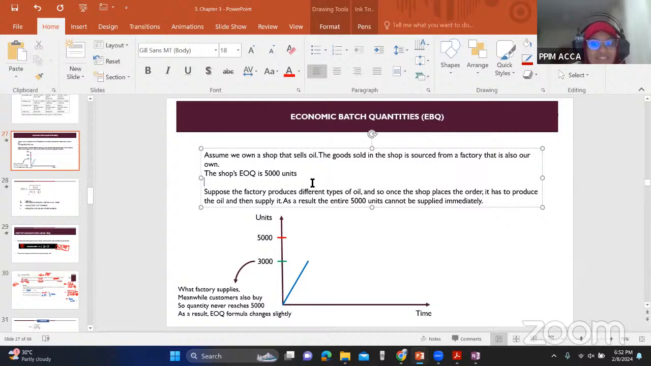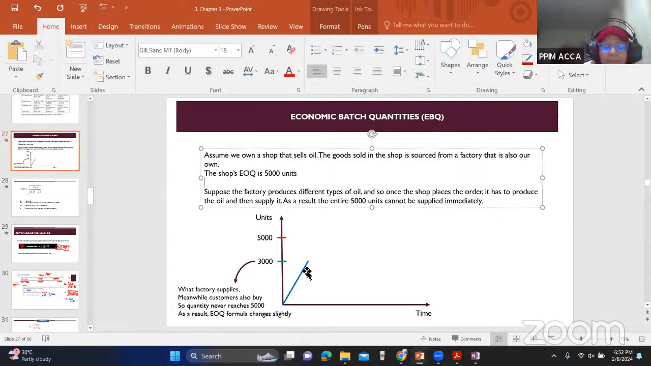You can't do this if it's a third party, right? If it's a third party, if he orders 5,000, you should give 5,000. But since this is the same party, this kind of thing can happen, where first they will send 3,000, then after some time they will send the remaining 2,000. But then what happens is, in the shop, at any given point, they will never have 5,000 units of coconut oil. The reason is the factory has given 3,000 units and then they will start selling that.